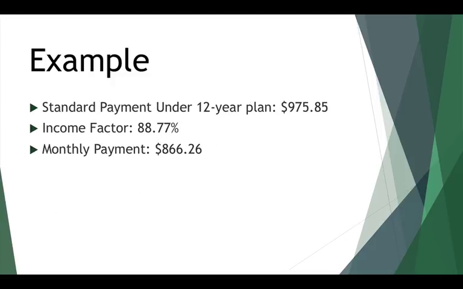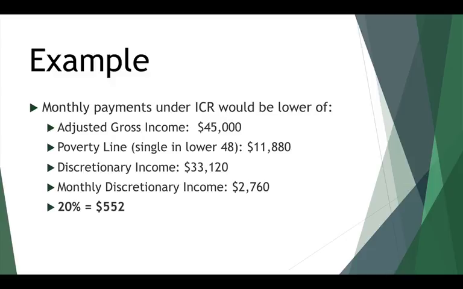Under the standard 12-year plan, not the 10, but the 12-year plan, your monthly payment would be $975.85. Again, assuming that you're single, based on an AGI of $45,000, your income percentage factor would be 88.77%, making your monthly payment $866.26. The lower of these two is going to be 20% of your discretionary income, $552. So by entering income contingent repayment, you've effectively lowered your monthly payment from $1,110 down to $552. Not bad.